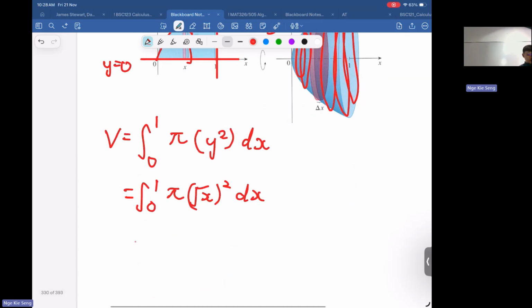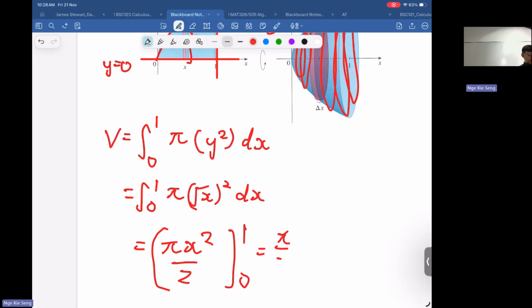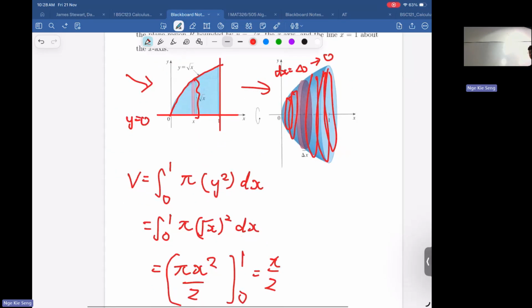So to compute this, I think it's easy: just pi x squared over 2 from 0 to 1. But everyone can think about this question using Riemann sum. Any question?